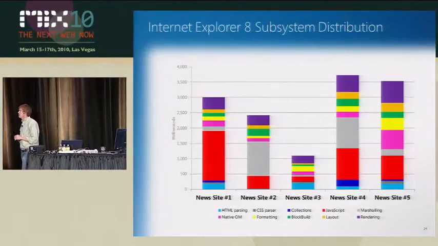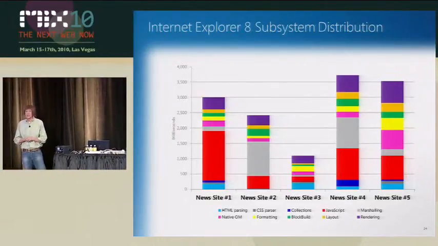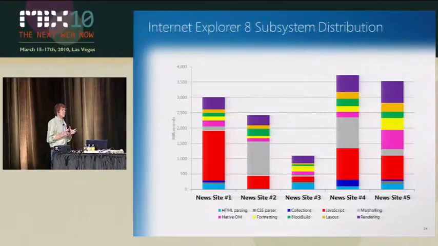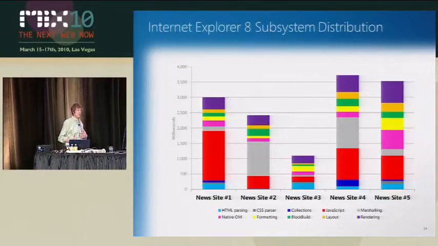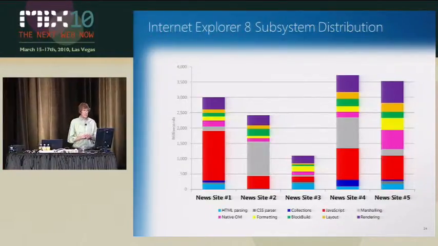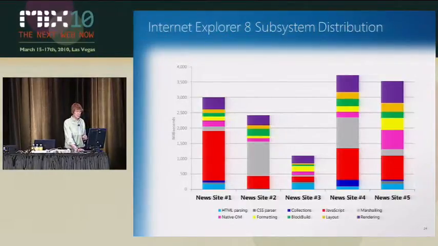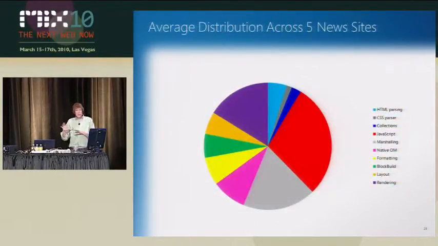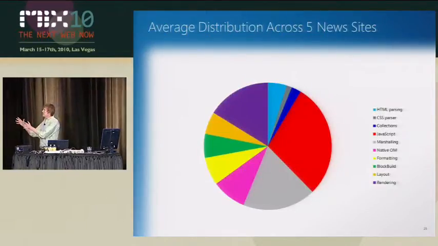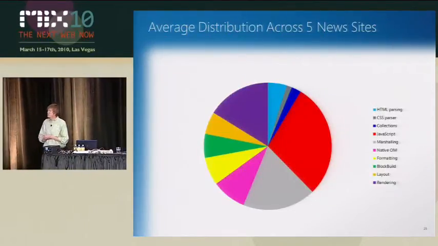Purple is the amount of time spent in rendering or displaying the content to the screen. But you can see that each of these 5 sites have very different patterns in where the time is spent. If you take that content and average it together, you can see that this is the average across all of those 5 news sites.